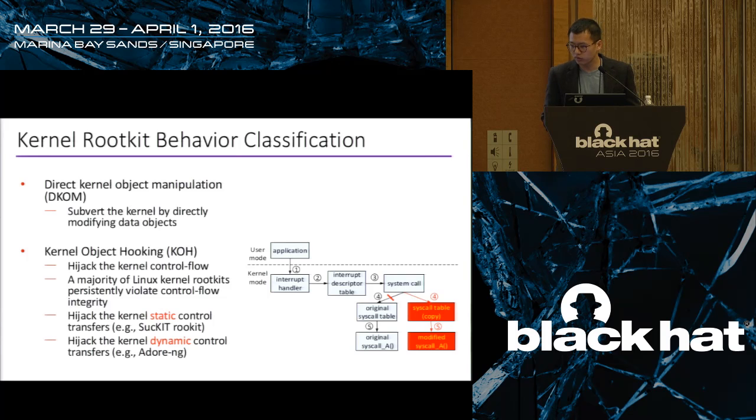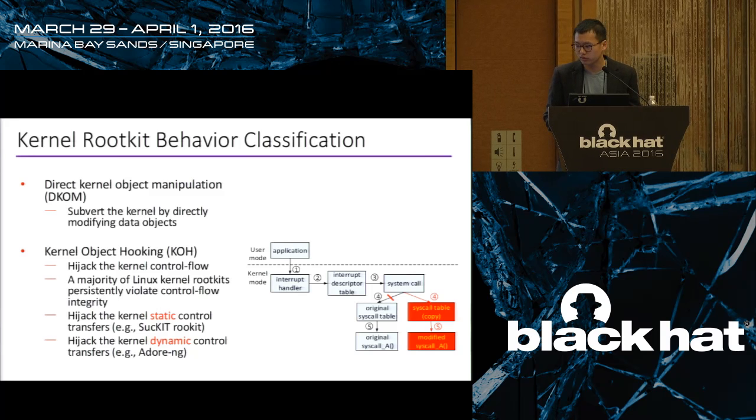This type of rootkit behavior basically hijacks the kernel control flow, and compared to DKOM, it's much harder to detect. Studies show that a majority of Linux kernel rootkits change the control flow behavior of the Linux kernel. That's why our research is mainly focused on this type of rootkit behavior.